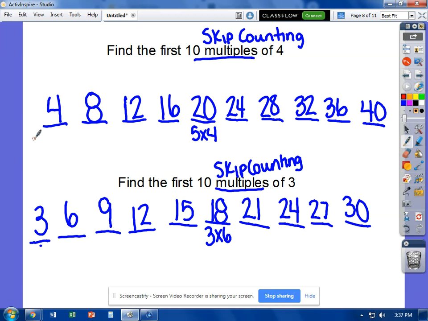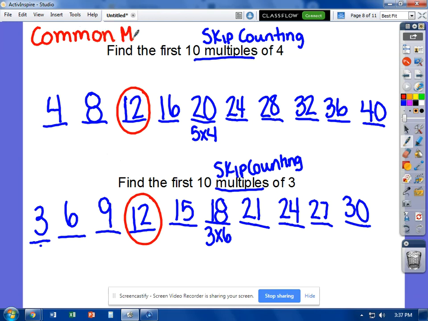So in my list of all the first 10 multiples of 4 and the first 10 multiples of 3, I'm going to see if any of my multiples are the same in both of my lists. One number that I see is the same is 12. There's a 12. Here's a 12. So a common multiple of 3 and 4 is 12.